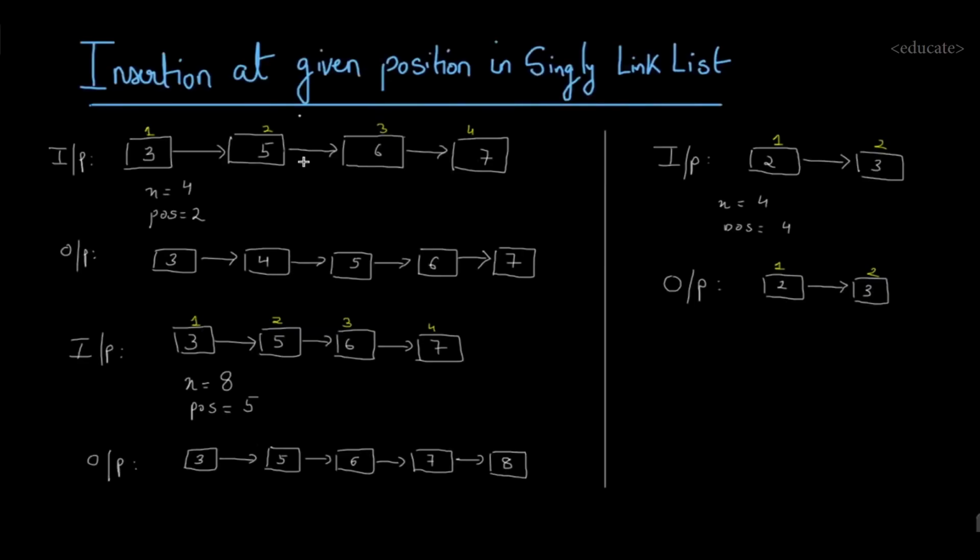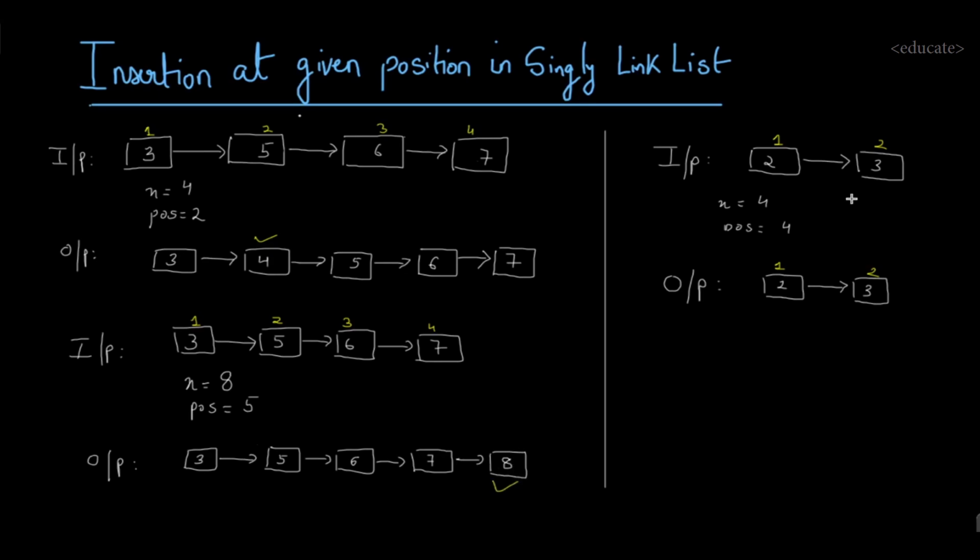Here, you are given a linked list, a value x to be inserted and a position at which we have to insert our value x. In the present example, we have to insert value x equals 4 at position 2. So in the output, we will insert our value 4 at position 2, as you can see here. In the second example, we have to insert x equals 8 at position equals 5. So in the output, we have inserted our value 8 at position 5. That is the end of the linked list.